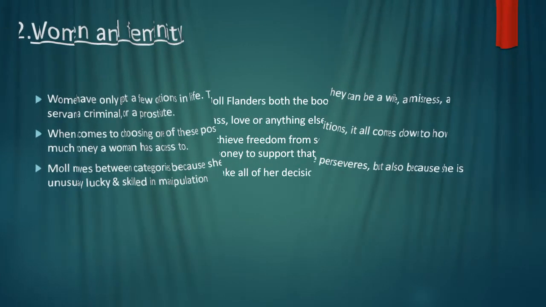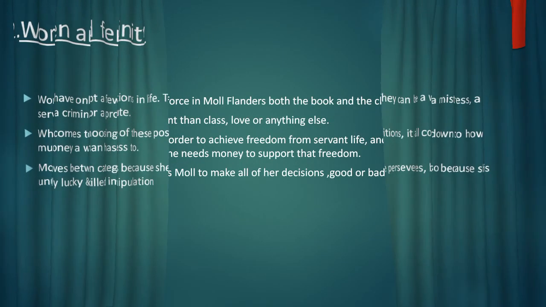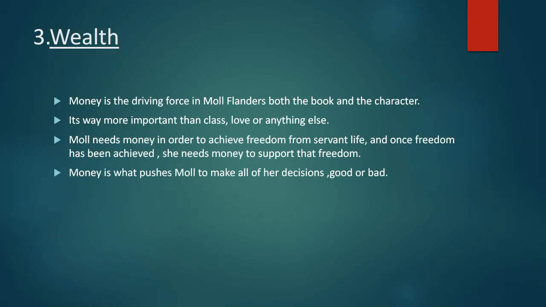Okay, next is wealth. Money is the driving force in Moll Flanders, both in the book as well as in the character. It's way more important than class, love, or anything else. Moll needs money in order to achieve freedom from servant life, and once freedom has been achieved, she needs money to support that freedom. Money is what pursues Moll to make all of her decisions, good or bad.